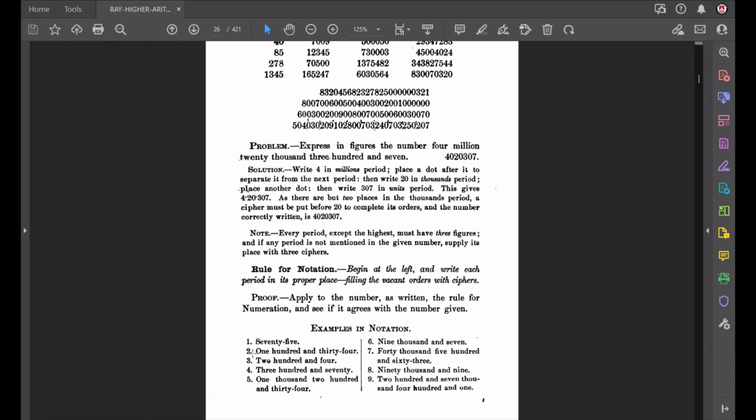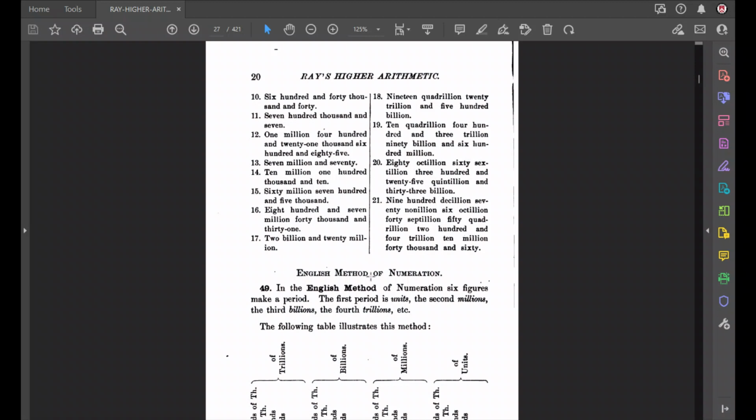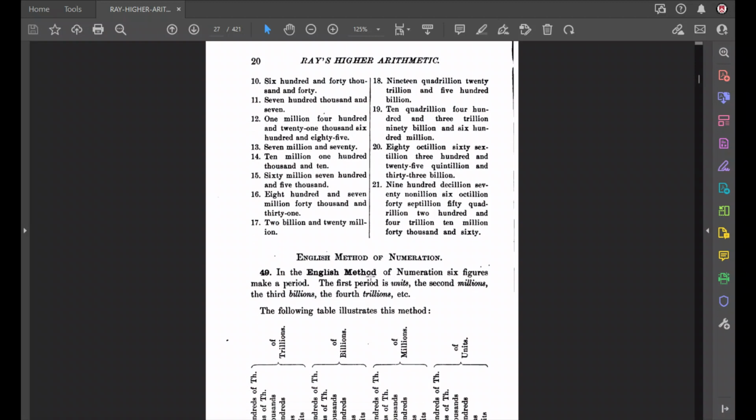So when we write numbers, if we have to write 700,256, and we have this line to write on, we don't start over here. We start over here with the 700,256. So in notation, we write from left to right. Just about everyone does that, so we really don't need to learn it as a rule, but nevertheless, we have the rule for notation. Begin at the left, write each period in its proper place, and fill the vacant orders with ciphers or zeros. There are then more exercises to do on page 26, and they go down onto page 27 of the document.